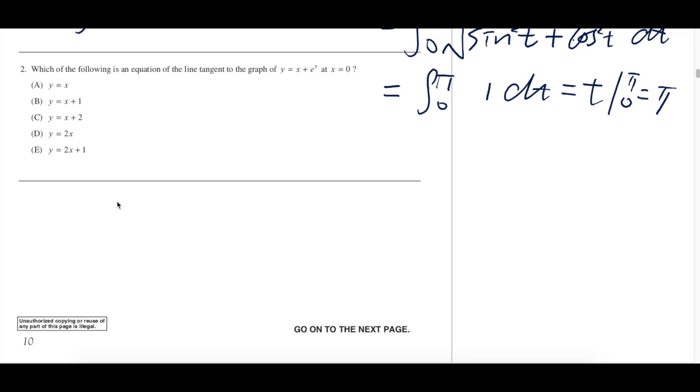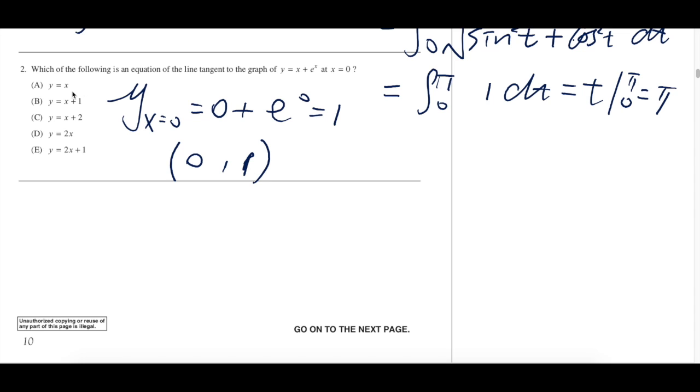For the second problem, I'm going to eliminate some choices without finding the derivative. So we know the function and we know the point is x at 0. So y at x equals 0, the value is 0 plus e to the 0, which is 1. So we know the tangent line must contain the point (0, 1). So then we can eliminate choices A, C and D.